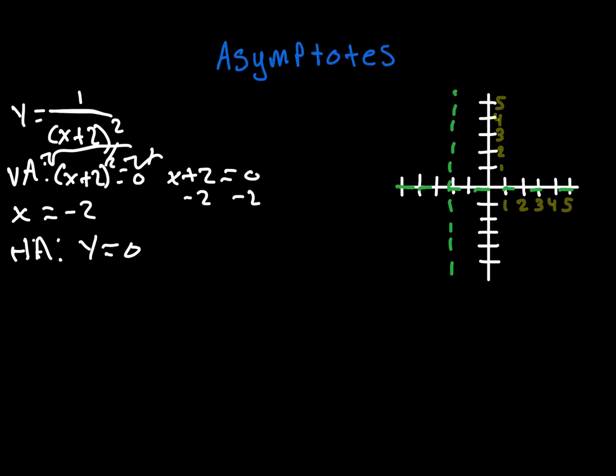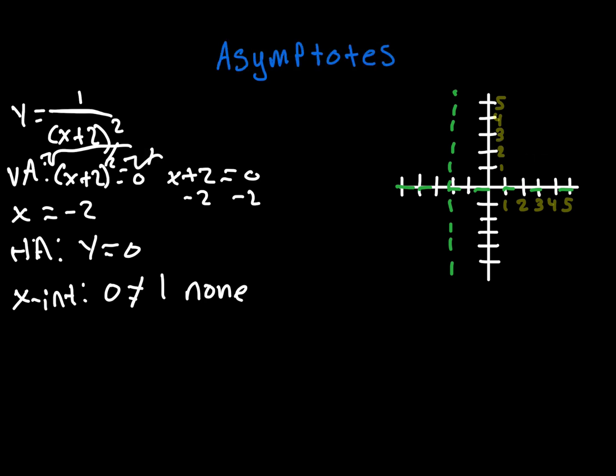Now let's figure out our x- and y-intercepts. For our x-intercept, we would have to plug in 0 for y and only focus on the numerator. And again, 0 does not equal 1, so there are no x-intercepts.